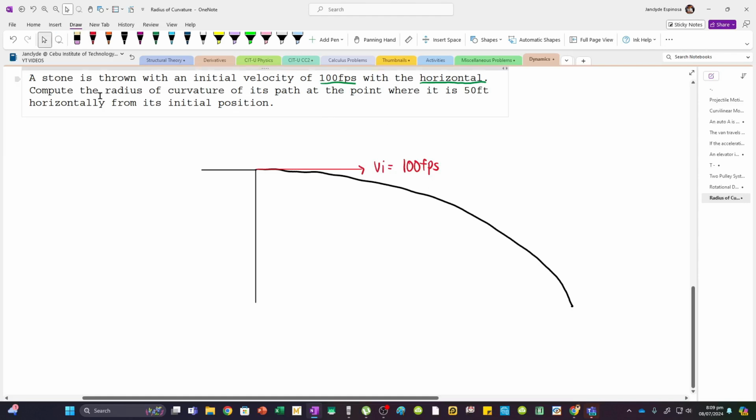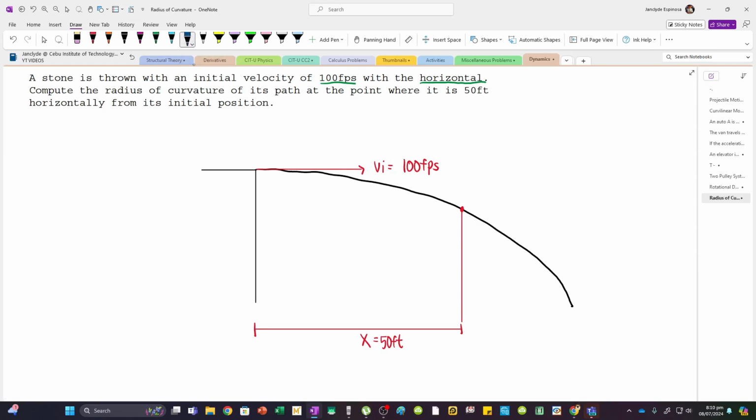And then we have to compute the radius of curvature at the point where it is 50 feet horizontally from its initial position. So sabihin natin na this is, let's say, x, which is 50 feet. Yan. So projecting a line from here, we have this point. And then we have this component of velocity.